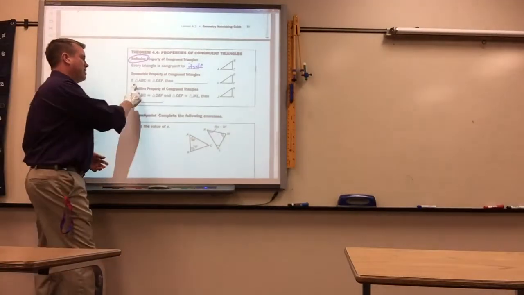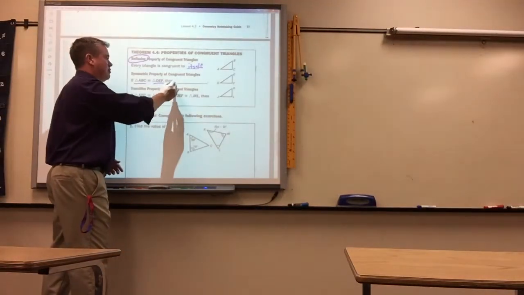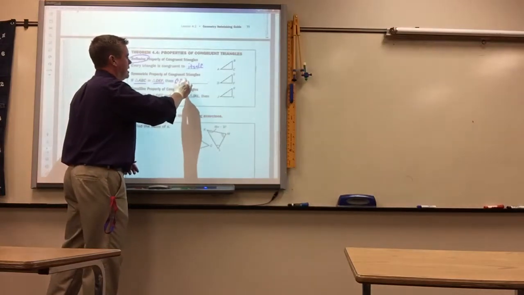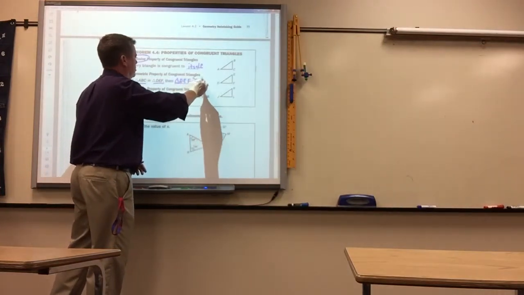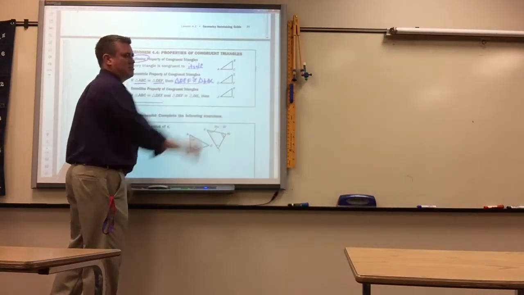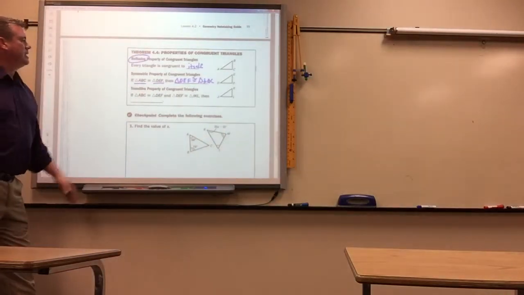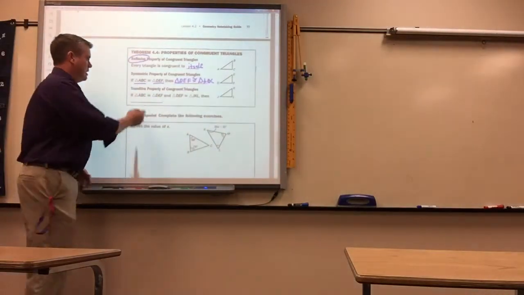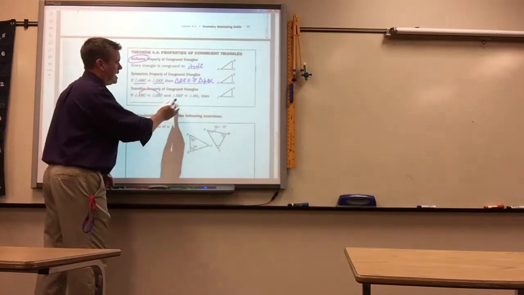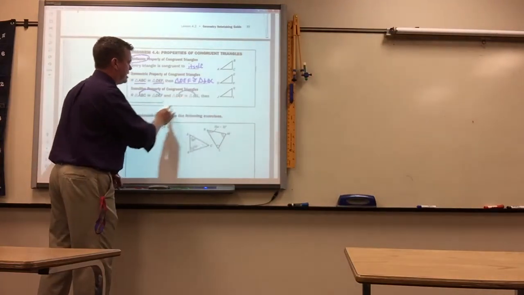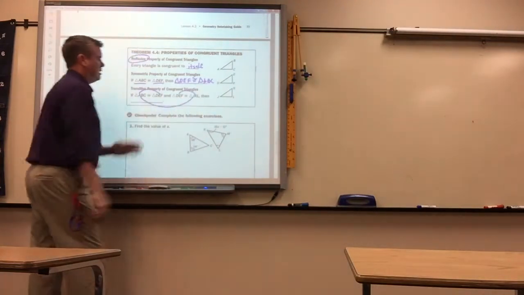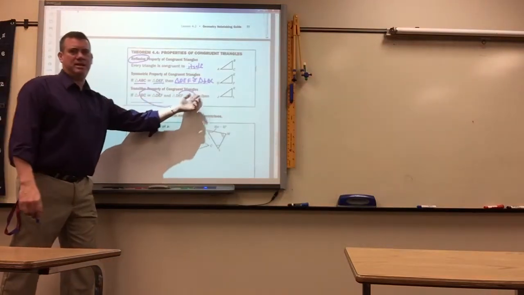Symmetric is if ABC equals DEF, then if you just switch the order, DEF is congruent to ABC. We don't really use that in any proofs. Transitive property, if ABC equals DEF and DEF equals JKL, then ABC has to equal JKL, right?